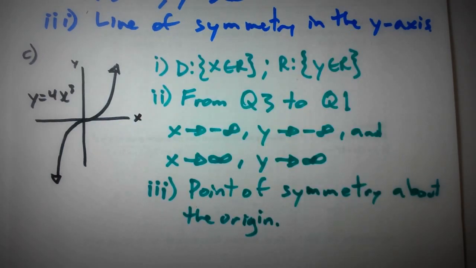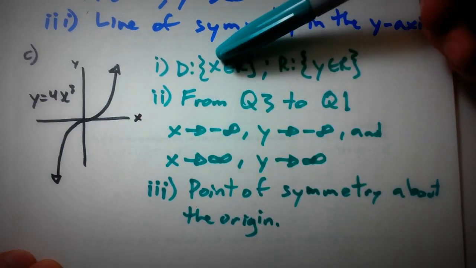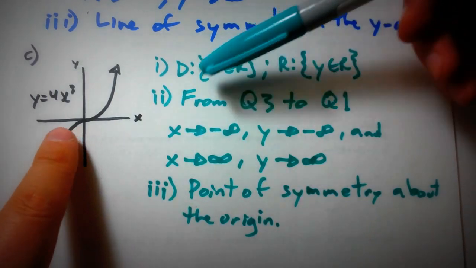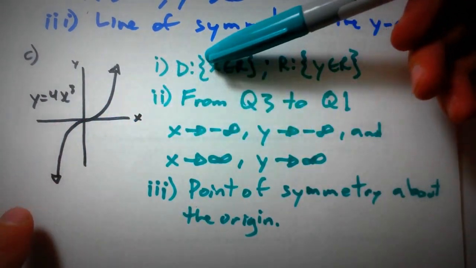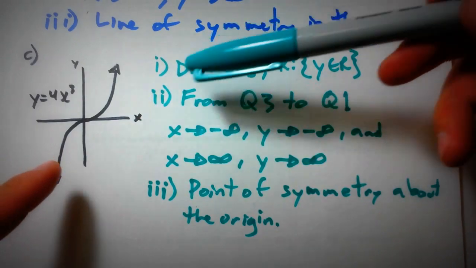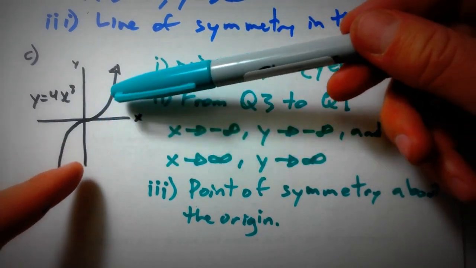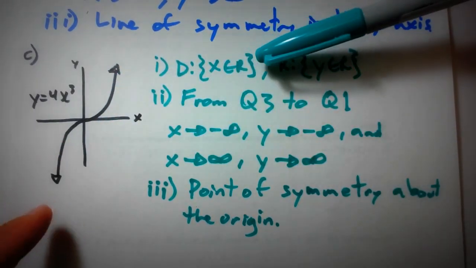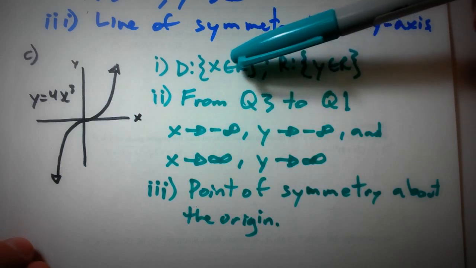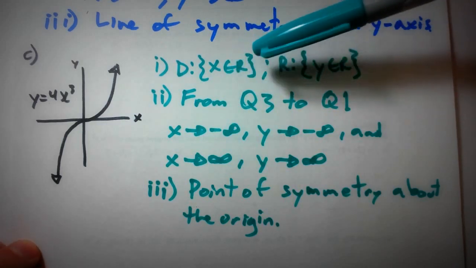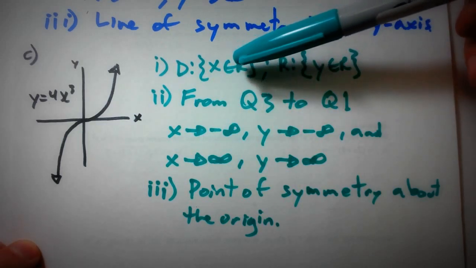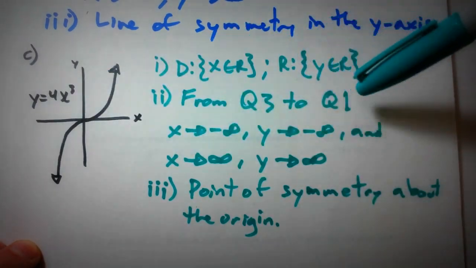Okay, good. First, the domain: the set of x values, so x belongs to the set of all real numbers. Very similar for the range, since we know it's an odd degree power function. These are the common domain and range for odd powered functions. In this case, it's a cubic function.